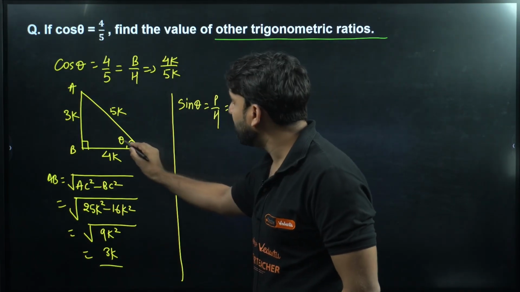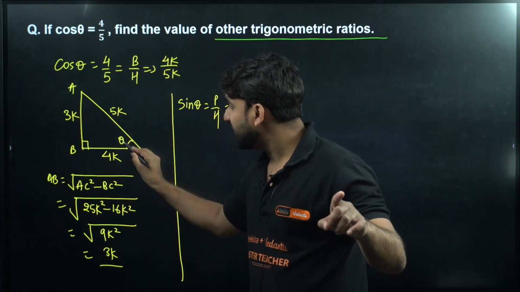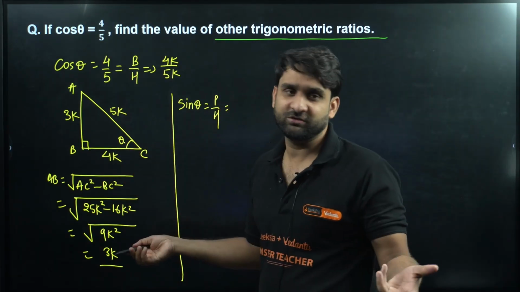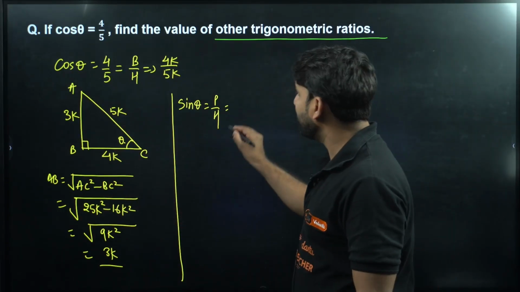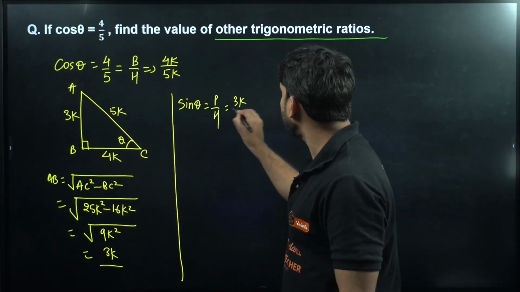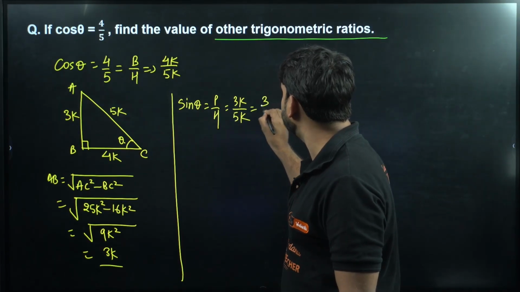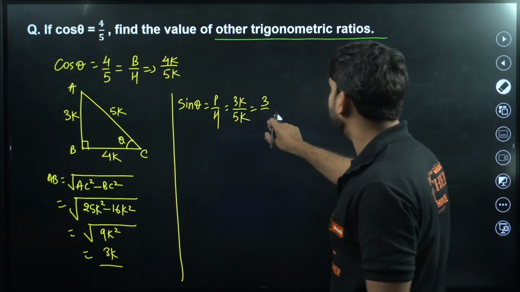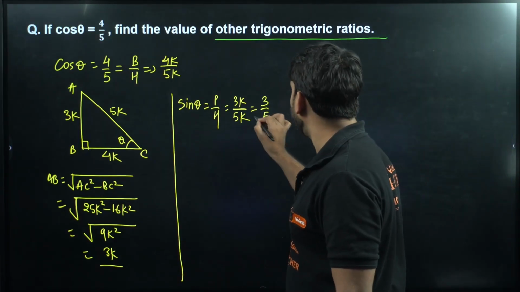So for this theta, perpendicular will be this, because I have already told you the line on which theta is present, this BC will be base, and this is hypotenuse. Hypotenuse is always king, so the remaining side will be perpendicular, right? So we can write here 3k divided by hypotenuse 5k, k will be cancelled, so answer will be 3 by 5. I hope this is clear to you everyone.